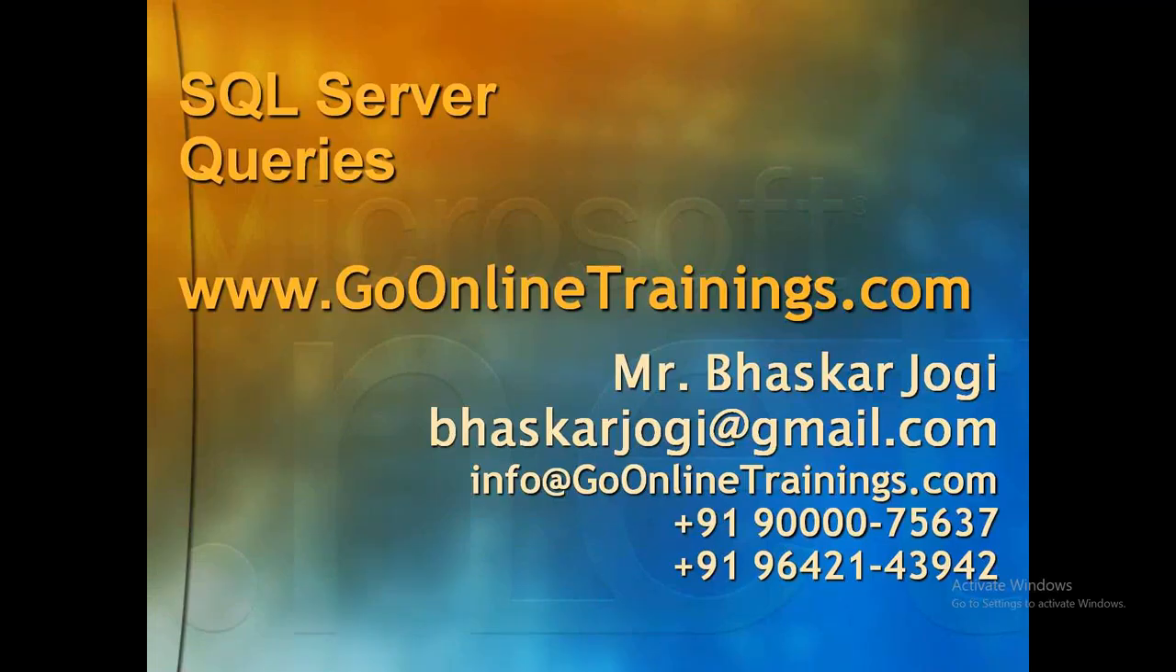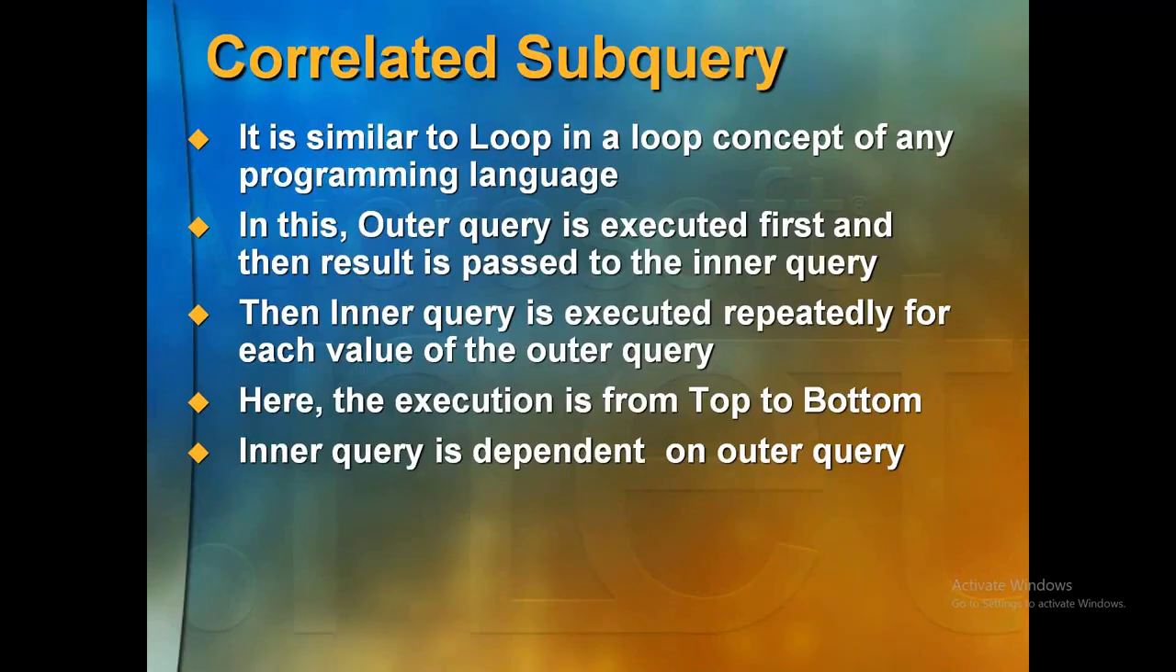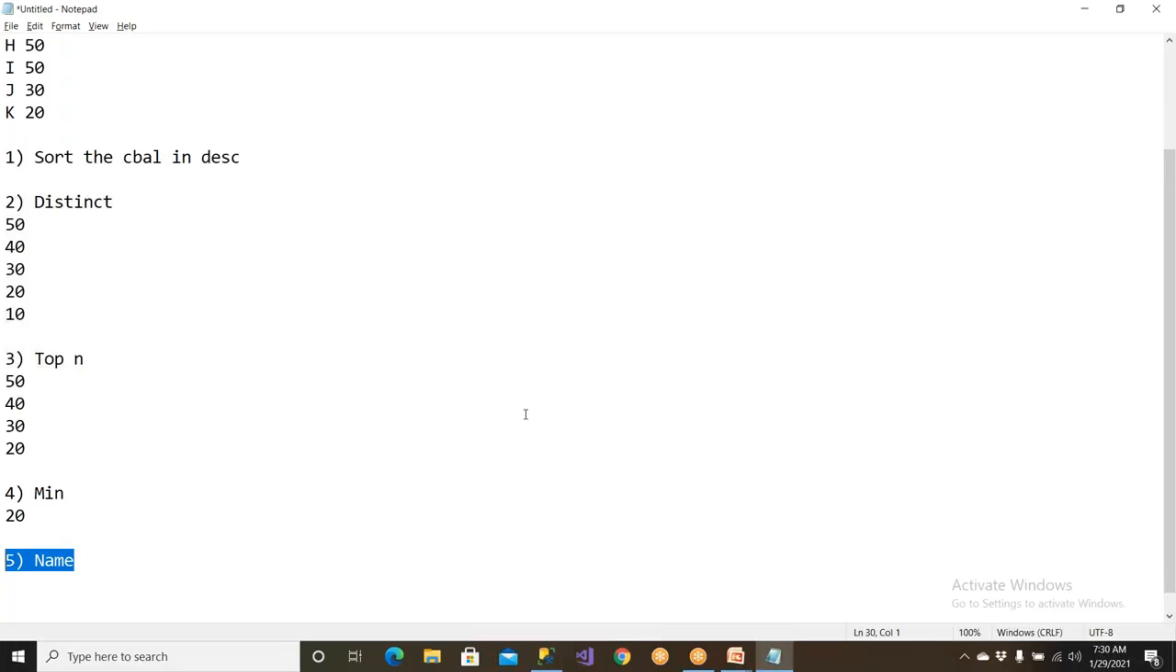Now, the next topic is SQL Server correlated subqueries. Let us understand what a correlated subquery is. It is similar to a loop in a loop in any programming language. In this, the outer query is executed first, and then the result set is passed to the inner query. The inner query is executed repeatedly for each value of the outer query. Here the execution is from top to bottom, and the inner query is dependent on the outer query. Clear? Let us understand.